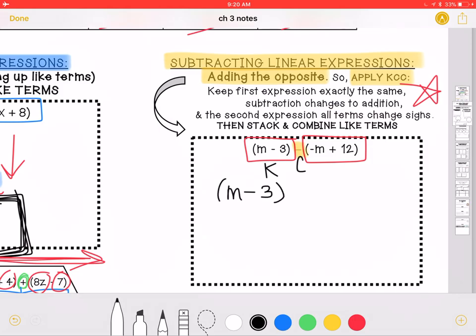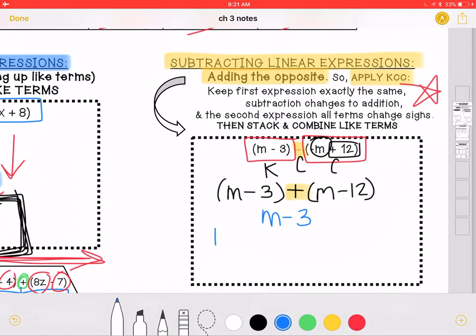We're going to change our subtraction in the middle to addition. And then we're going to change everything inside of our second expression. So this negative m is going to become positive, and this plus 12 is going to become negative 12. Now we're back to adding linear expressions. So we're going to go back to our stacking and combining like terms. So I have my first, and I'm going to line up its like terms. So I have an m minus 12.